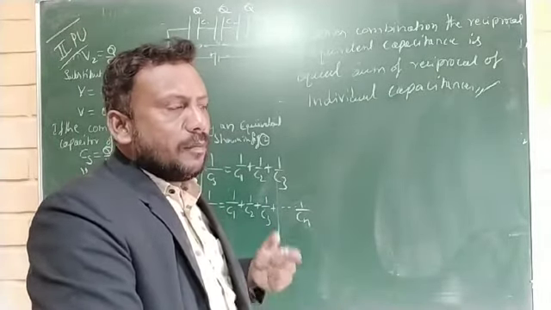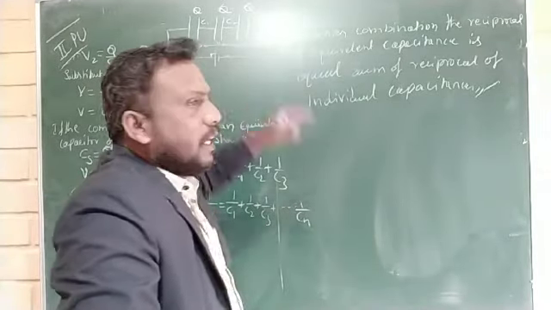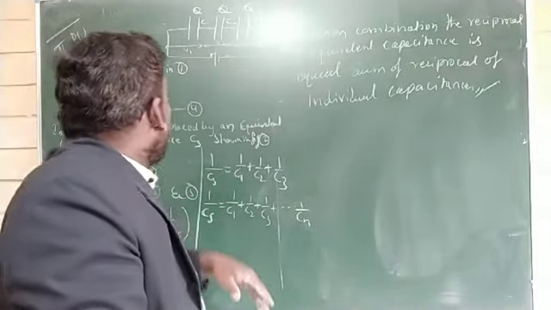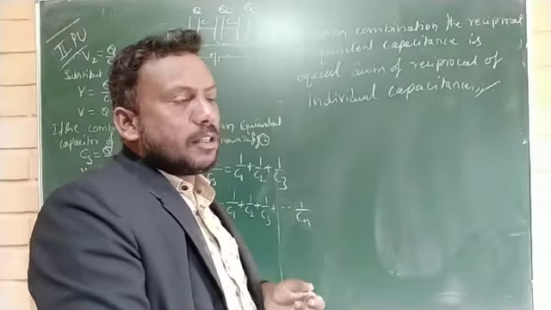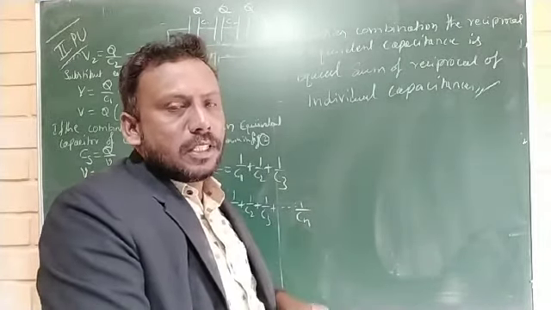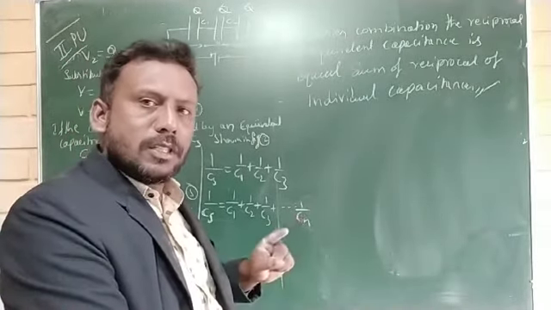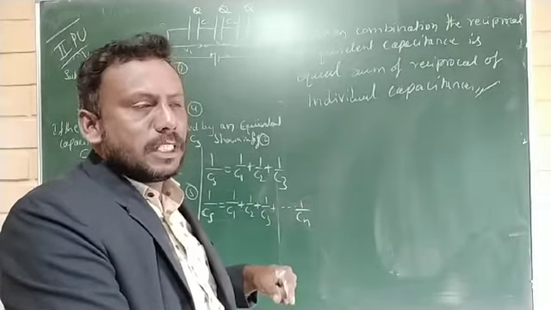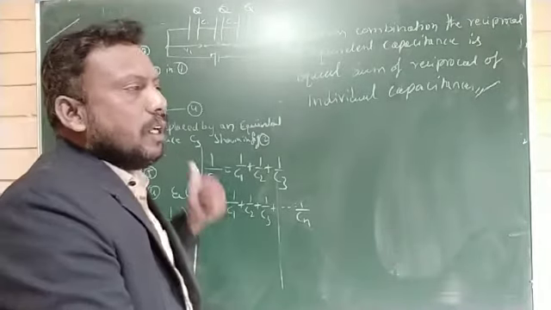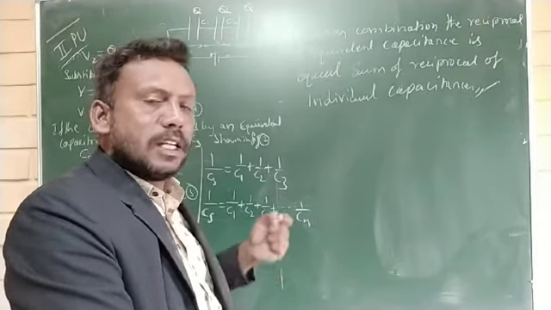After that, we replace the combination. The series combination is replaced by an equivalent capacitor of capacitance CS. Therefore, CS is equal to Q divided by V. We want V, so V is equal to Q divided by CS. Comparing the equations, Q divided by CS is equal to Q into 1 divided by C1 plus 1 divided by C2. Q cancels. Remaining terms: 1 divided by CS is equal to 1 divided by C1 plus 1 divided by C2. That is the final answer for the equivalent capacitance of two capacitors connected in series combination.